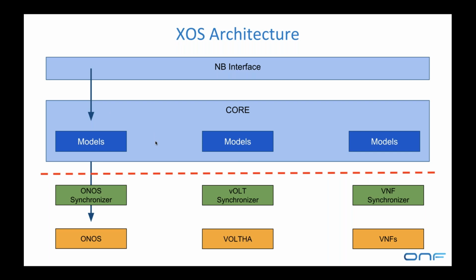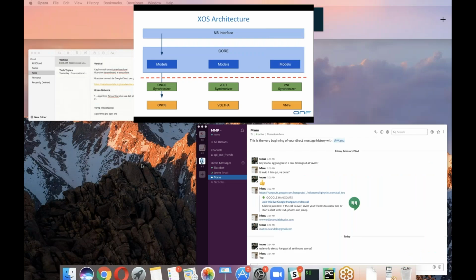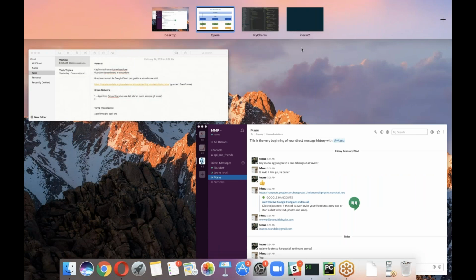We added some custom extensions to that because, oh, sorry, there is something in my laptop that is ringing. I don't know what.